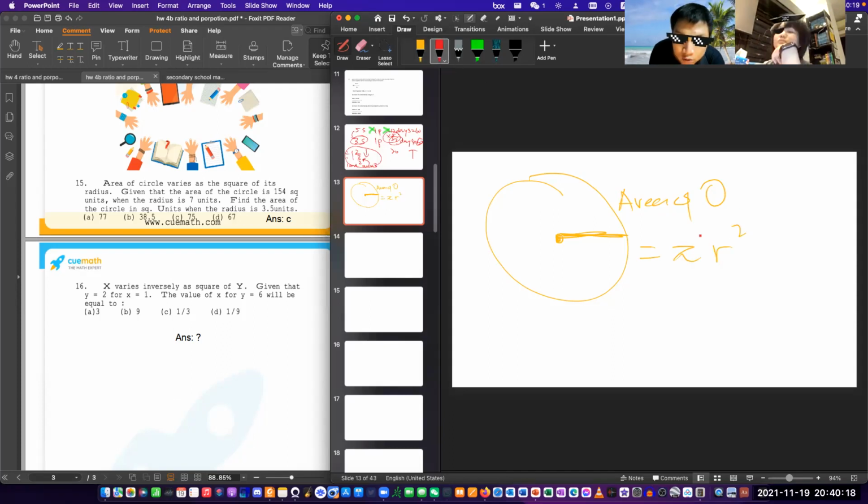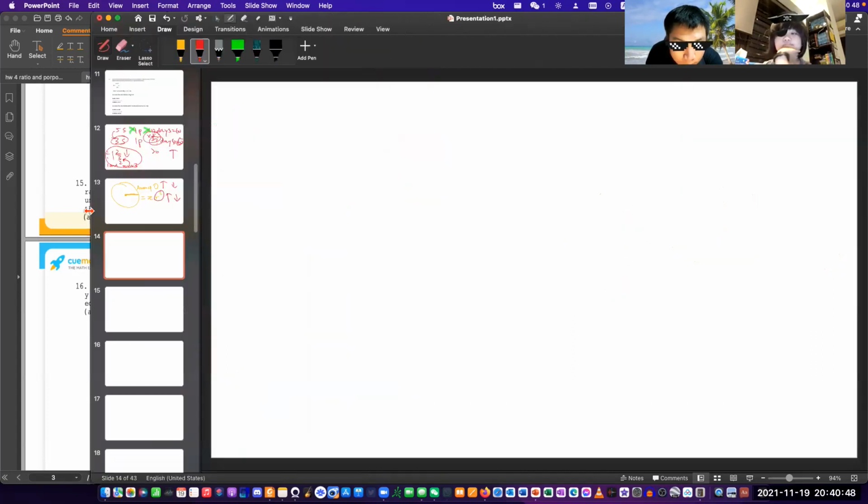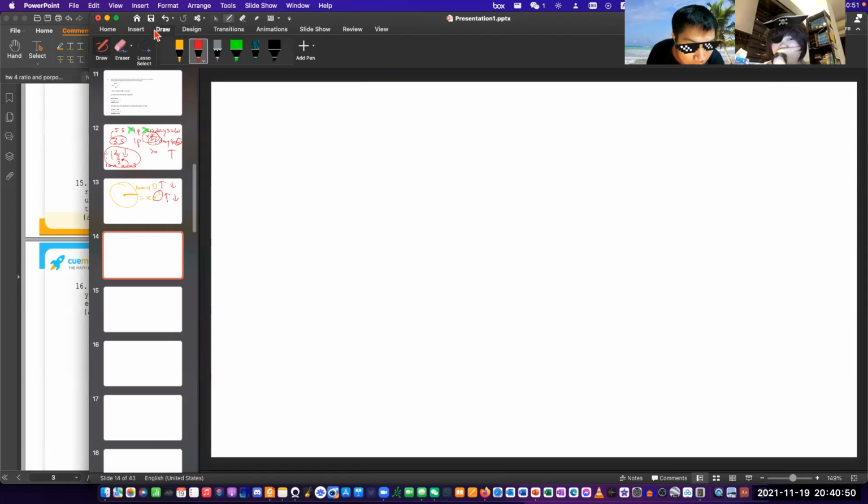Given that the area of a circle is pi r square, that means if your r square here increases, the area of the circle also increases, right? If the r square decreases, the area of the circle also decreases. Okay, I'm going to show you with some animation. That's the meaning of proportionality as well.